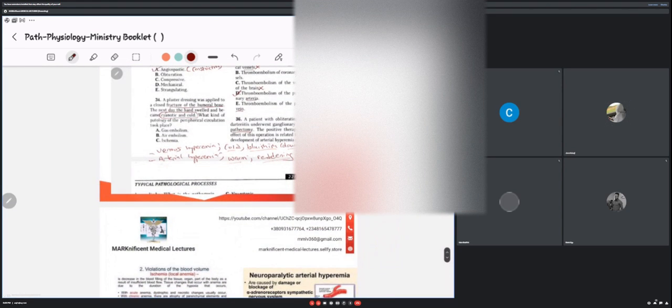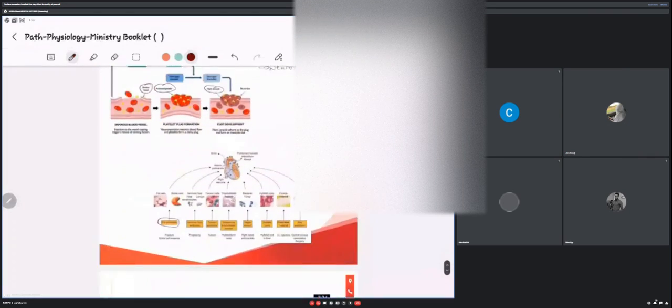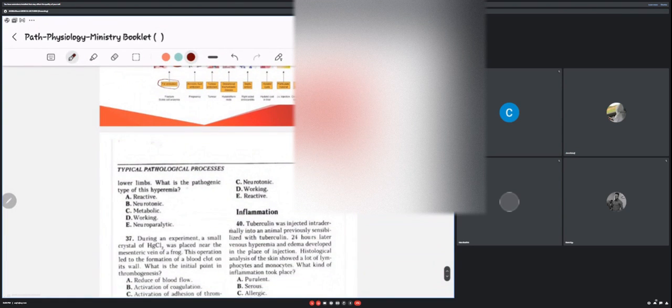The positive therapeutic effect of this operation is related to the development of arterial hyperemia of the lower limb. What is the pathogenic type of this hyperemia? It will be the neuroparalytic.